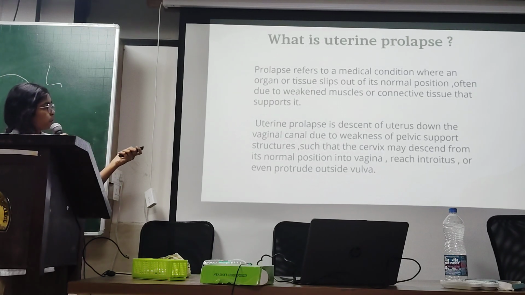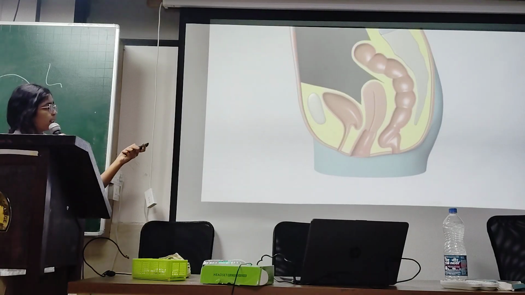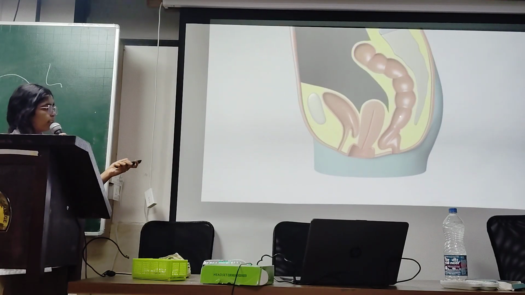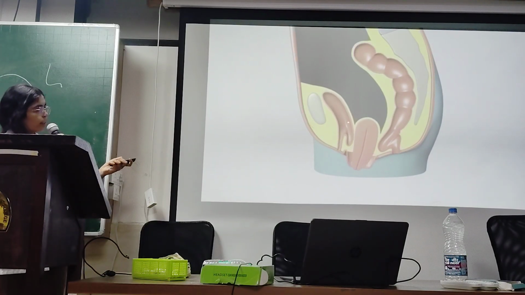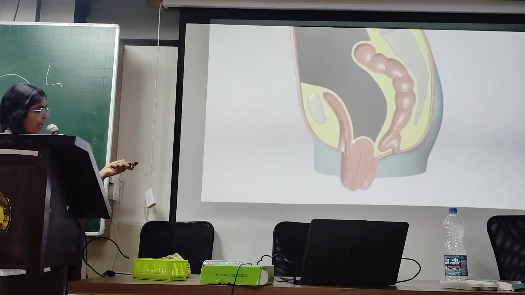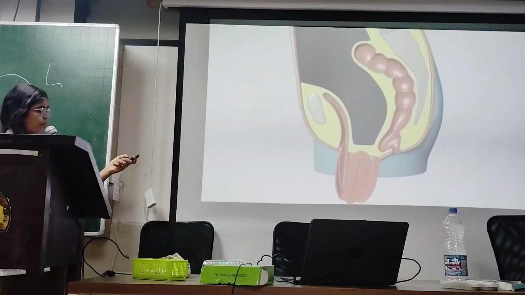I have included a short clip. So as you can see, this is the uterus and it is descending down. It is interesting to note that in this case, the urinary bladder is also descending down with it. And as the video progresses, we can see different phases of the uterine prolapse which will be discussed later.